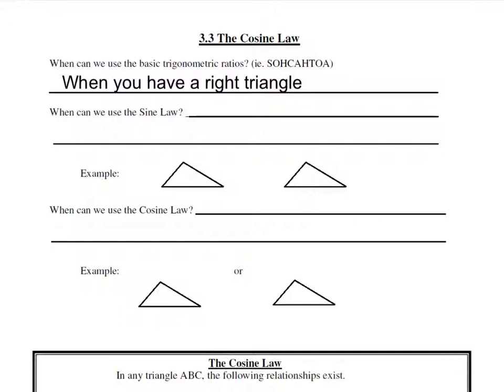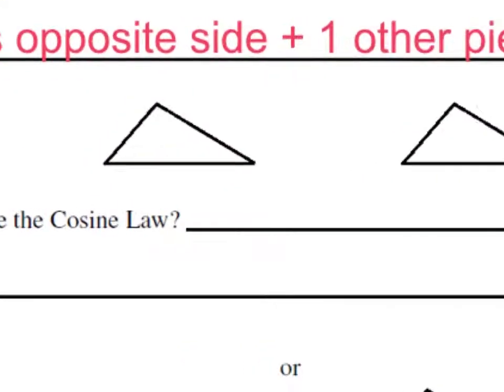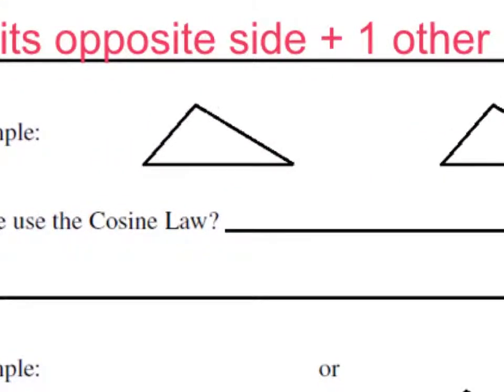Well, the sine law can be used when you have an angle and its opposite side plus one other piece of info. So if we look at this triangle here, if we had that this angle was 120 degrees and this side was 10 and this side over here was 8 and we needed to find this angle, then we would use the sine law.